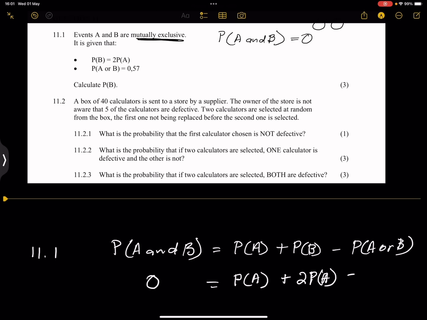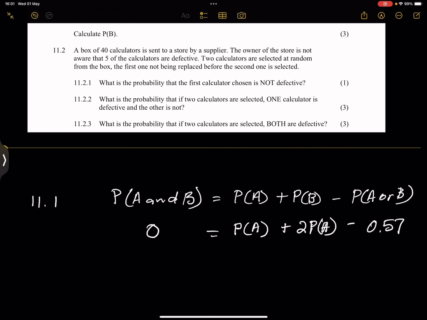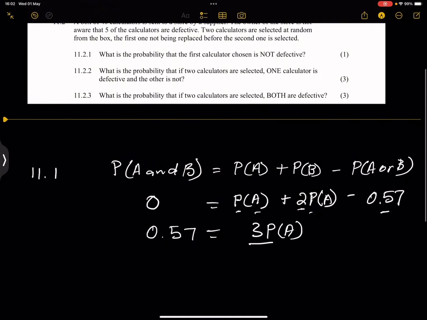Minus, now remember they said the probability of A or B is 0.57. You must keep in mind we're looking for the probability of B, but in this case, I still have the probability of A. So for the probability of A, I've got 3 times the probability of A, because 1 plus 2 gives me 3. I'm going to take the 0.57 and bring it to this side, and divide both sides by 3.